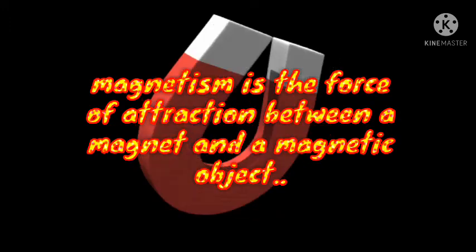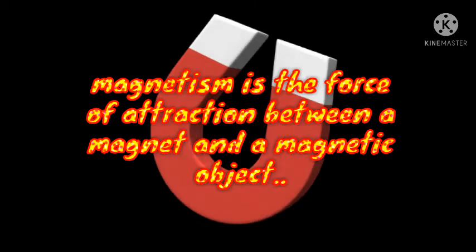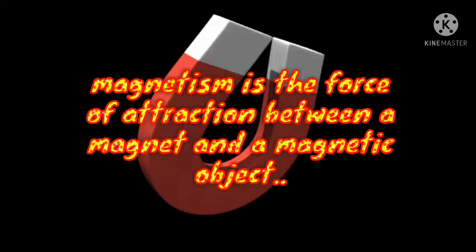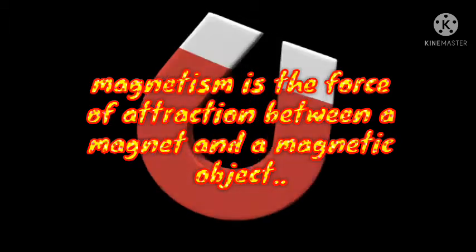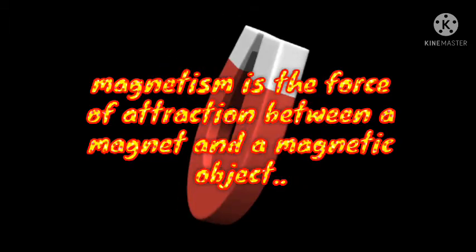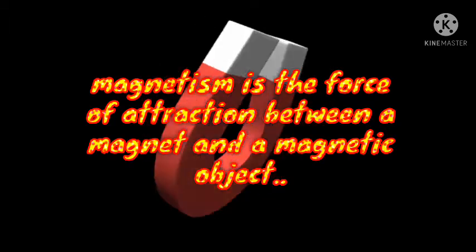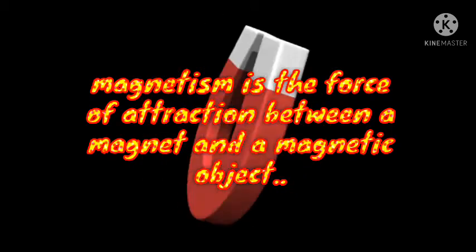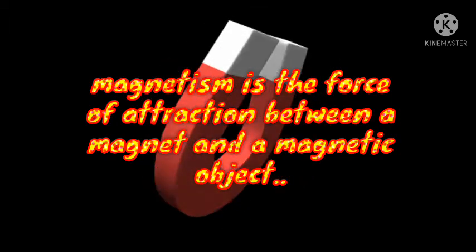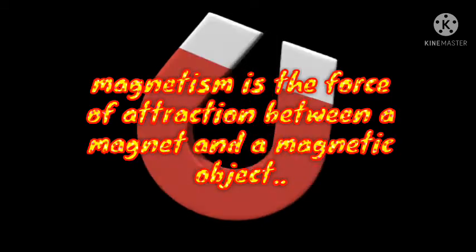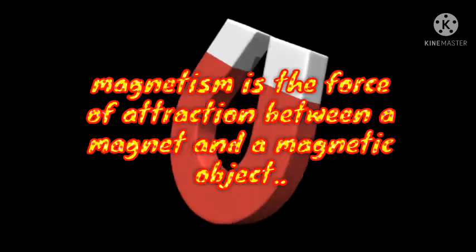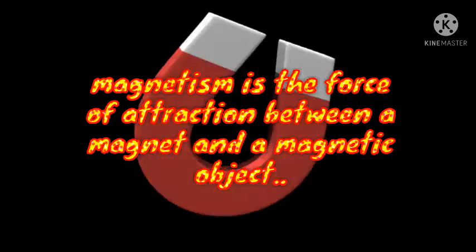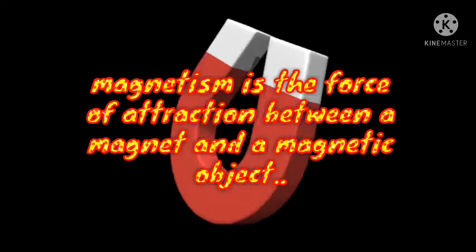A magnet is an object that attracts objects containing metals. An object is magnetic if it is attracted to a magnet or if it has the properties of a magnet. That's the only way a magnet can attract a metal.